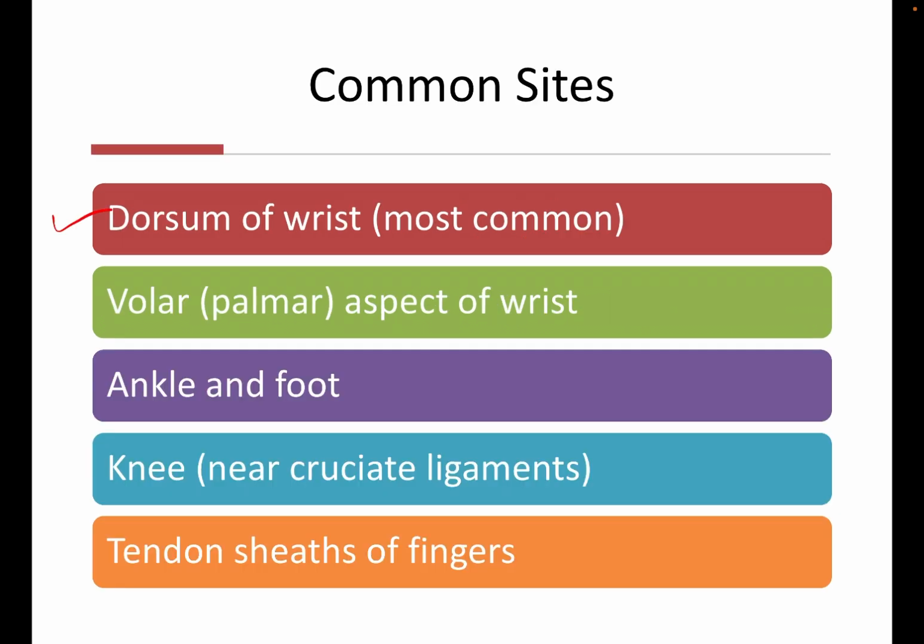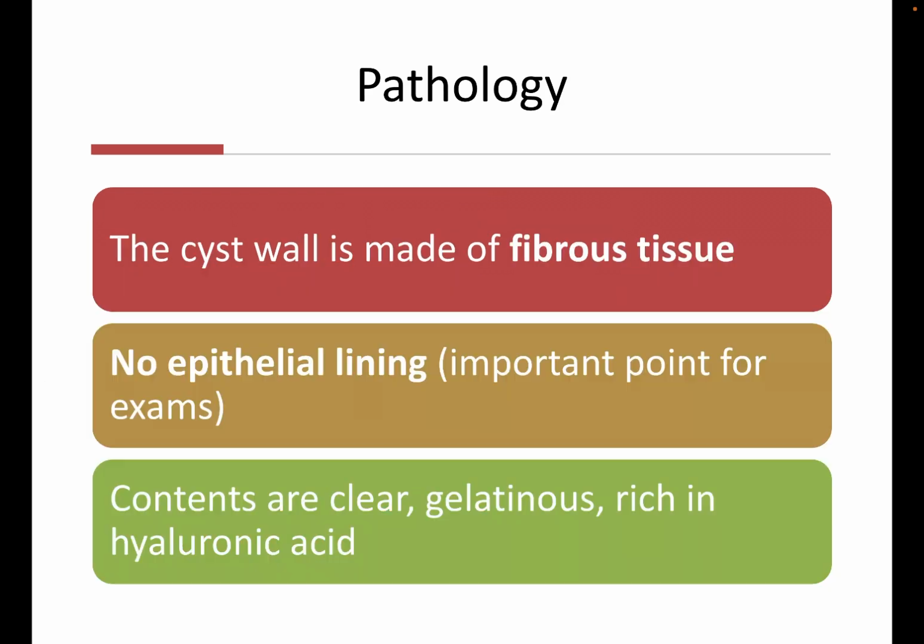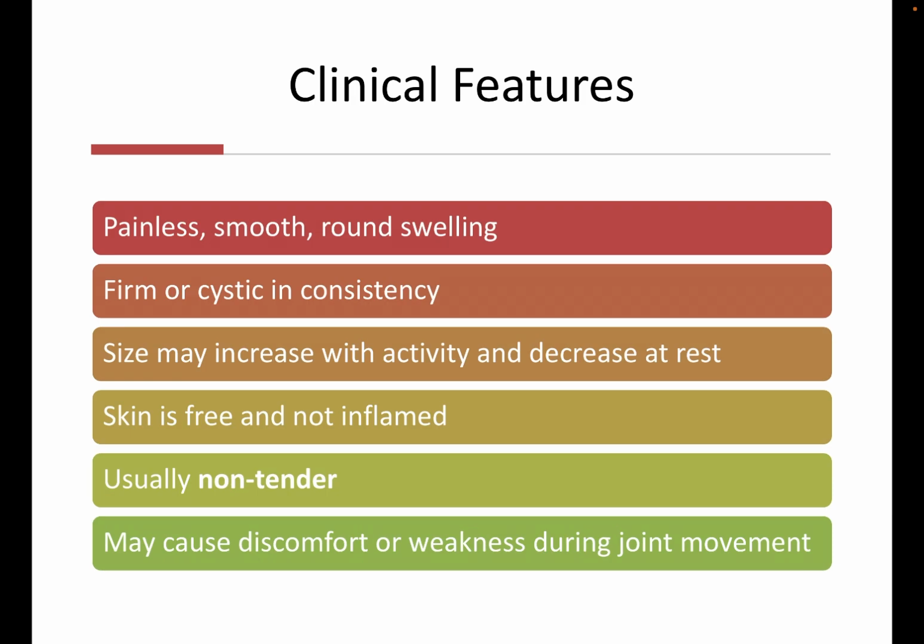The commonest sites include the dorsum of the wrist, which is most common, the volar aspect of the wrist, ankle and foot, knee joint, that is near the cruciate ligament, and tendon sheaths of the fingers. The cyst wall is made of fibrous tissue, with no epithelial lining in this one, and contents are clear, gelatinous, and rich in hyaluronic acid.